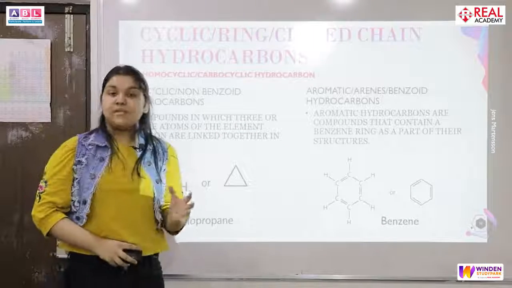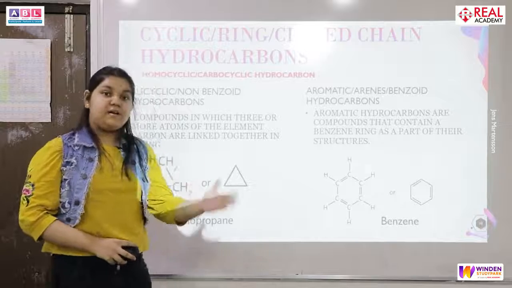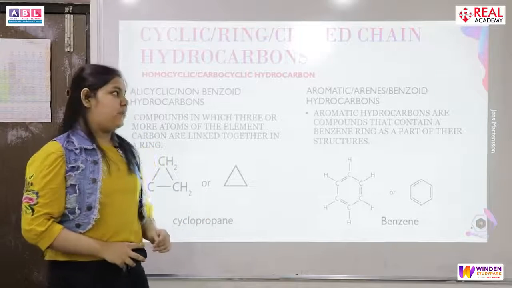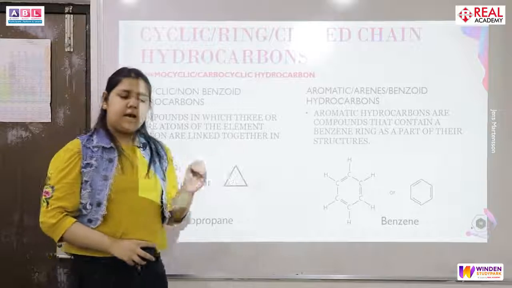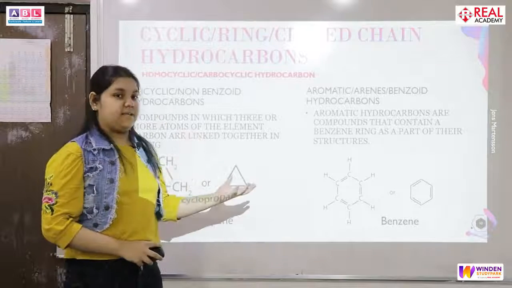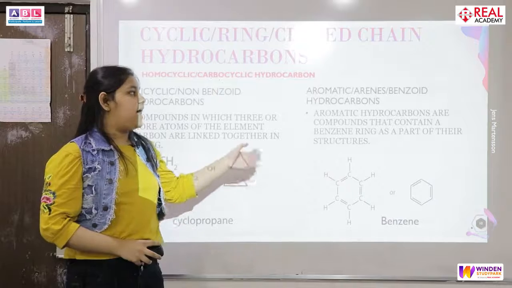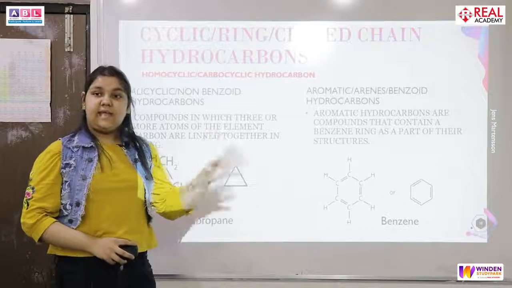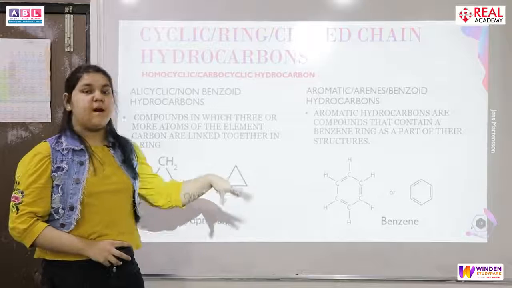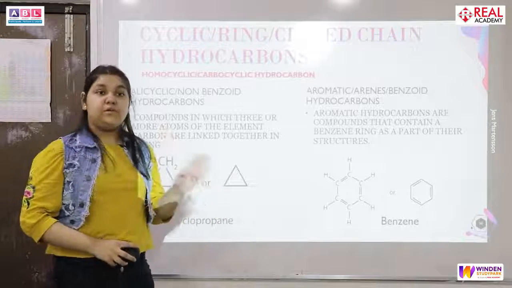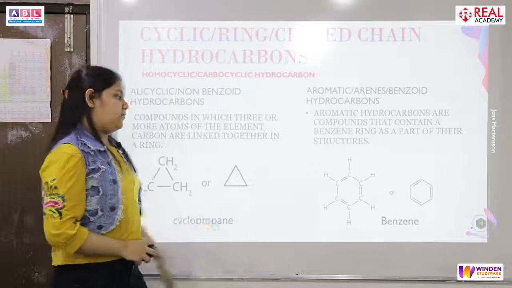Both homocyclic and heterocyclic are divided into two, that is aromatic and alicyclic compounds. Aromatic compounds in earlier days had fragrance. That's why they were considered aromatic compounds. But nowadays, they are defined as compounds that contain a benzene ring as part of their structure. Whereas alicyclic compounds do not contain a benzene ring as part of their structure.